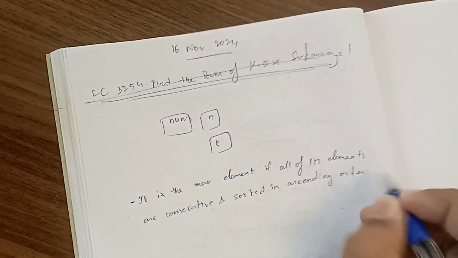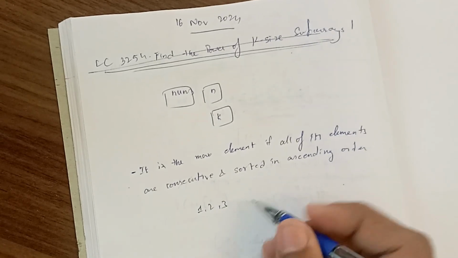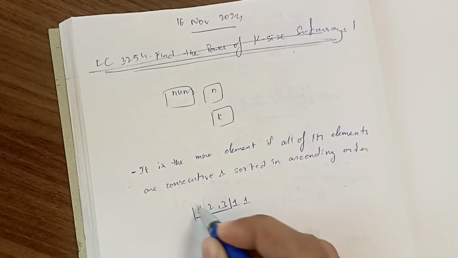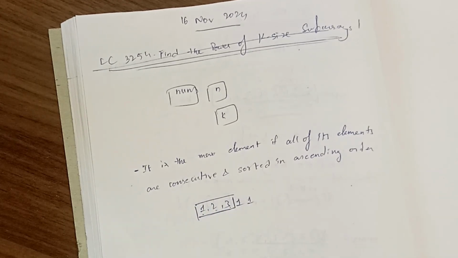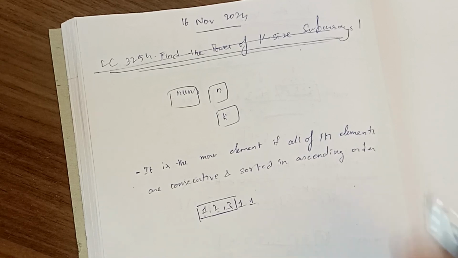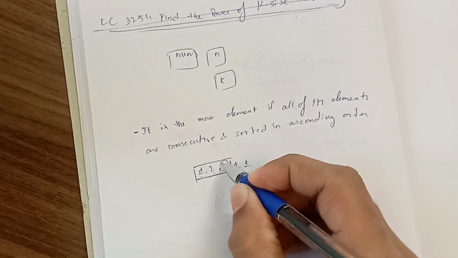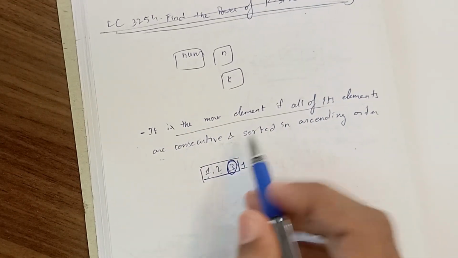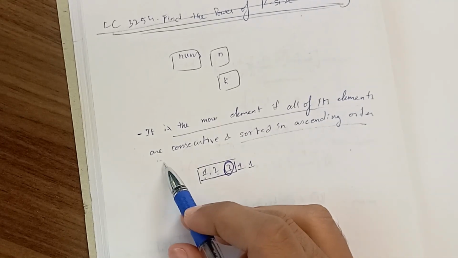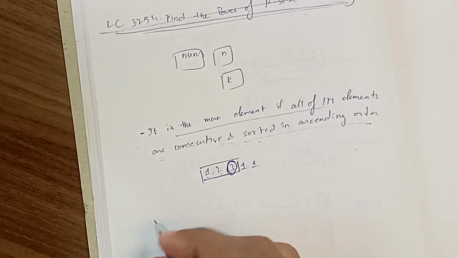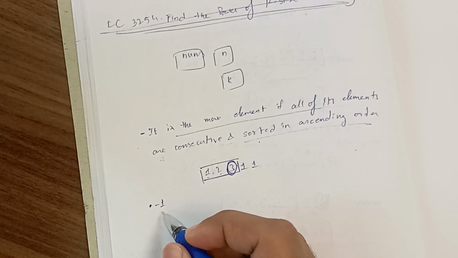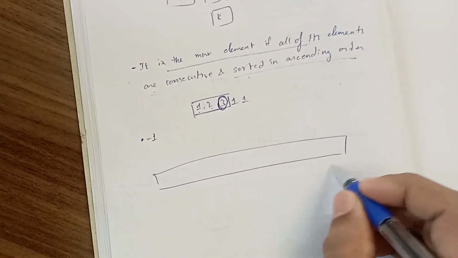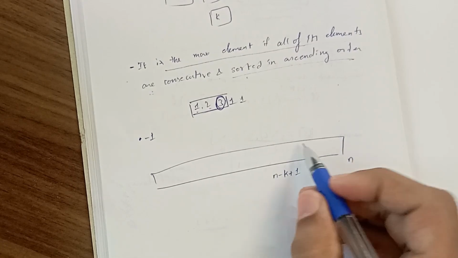That means if we consider a subarray like 1, 2, 3 in an array, this is a subarray having consecutive elements, also sorted in ascending order, and the maximum in this is 3. So it is the maximum element if all of its elements are consecutive and sorted in ascending order, else -1. For an array of length n, we will have n minus k plus 1 subarrays.